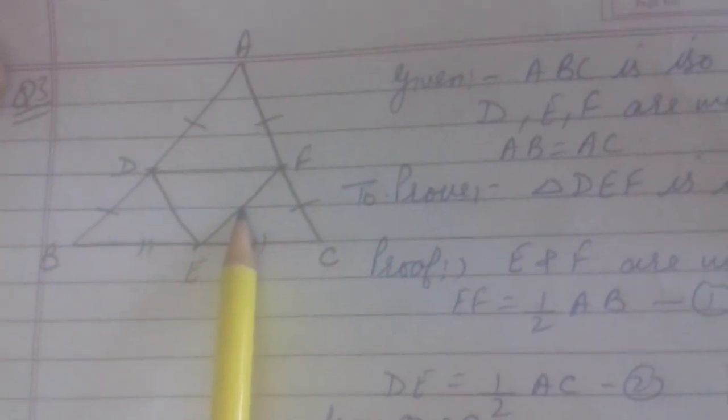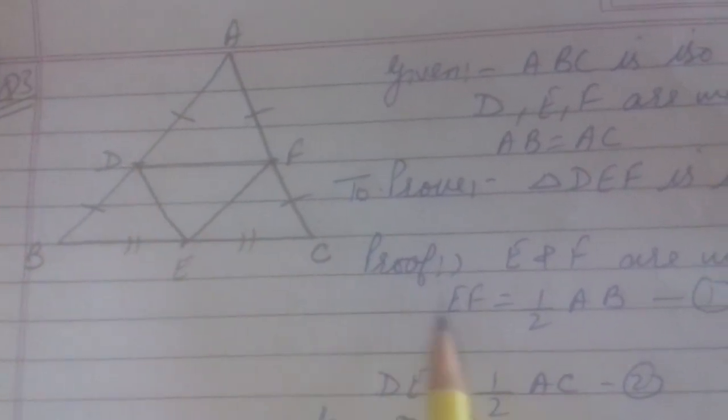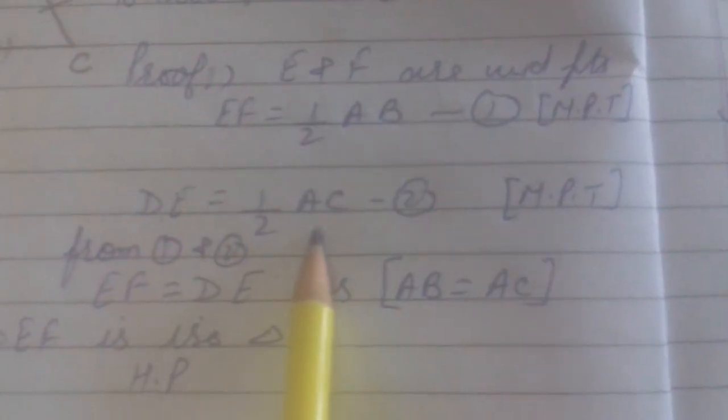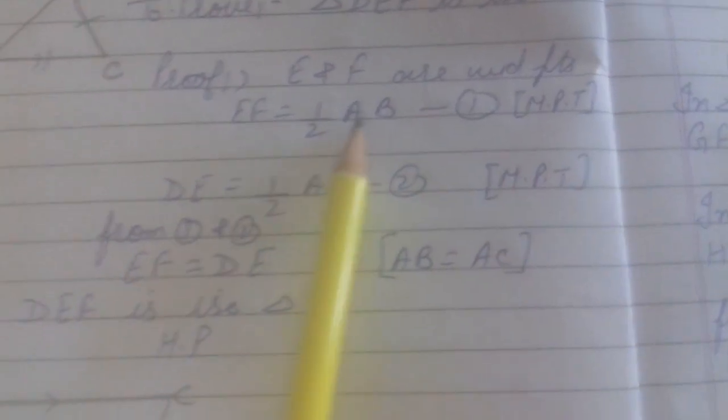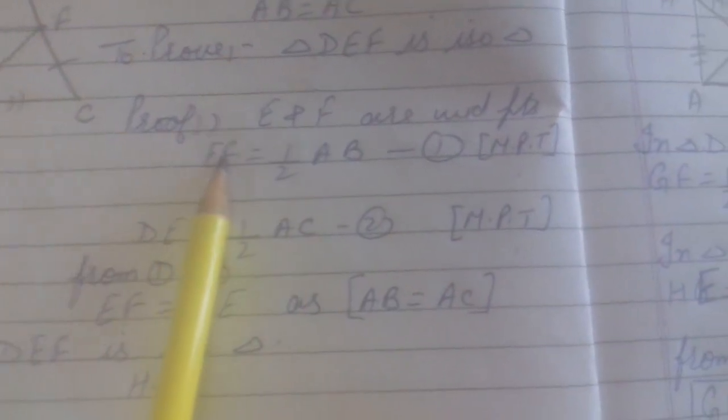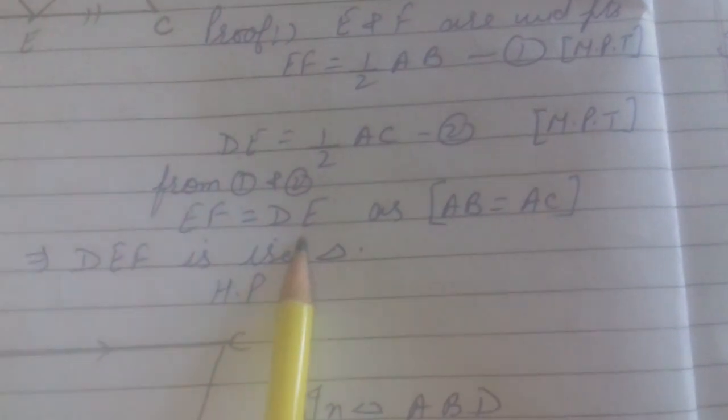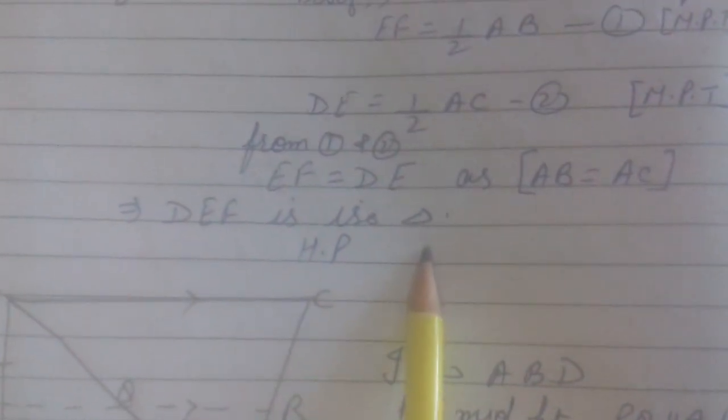What does it mean? That this side is equal to this side. See, I proved here: EF is half of AC and DE is half of AC. It is compulsory to write why they are equal, by MPT. So as AB and AC are equal, that means EF and DE are also equal. So if two sides are equal, DEF is an isosceles triangle.